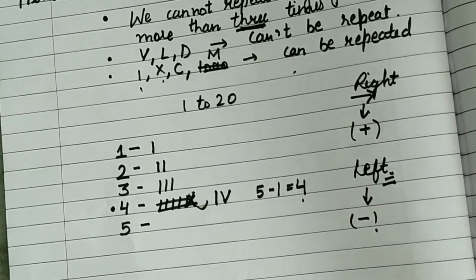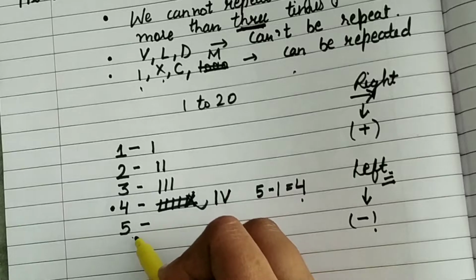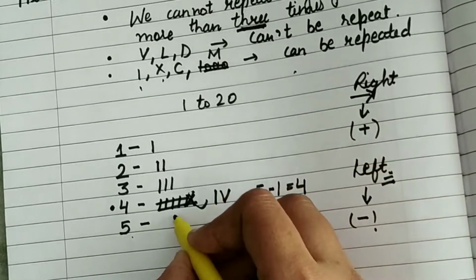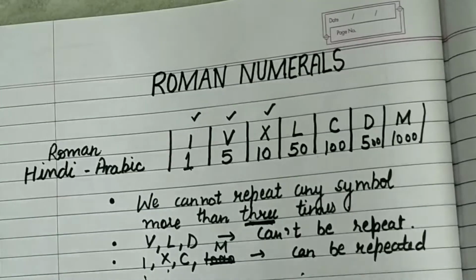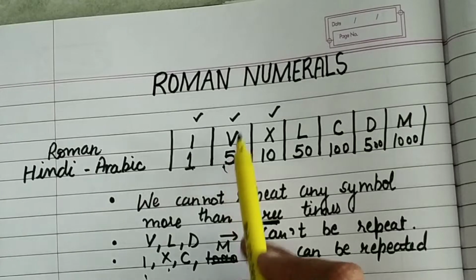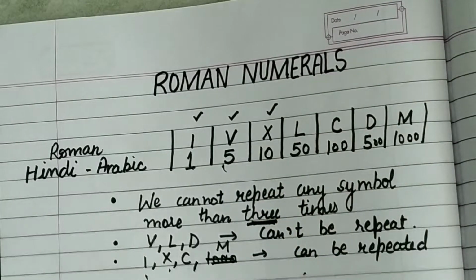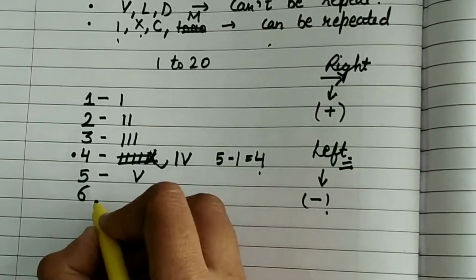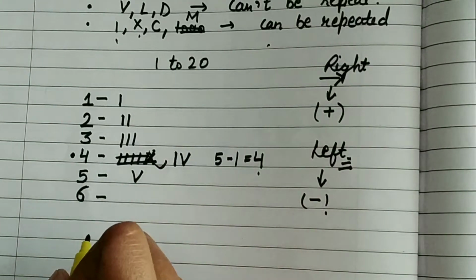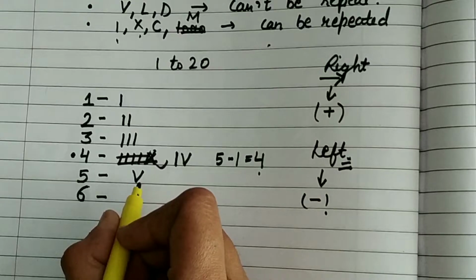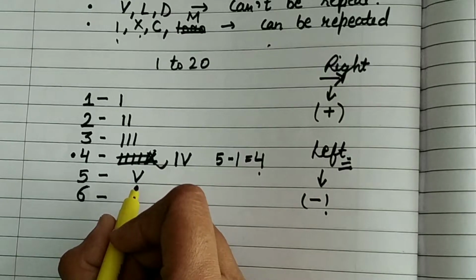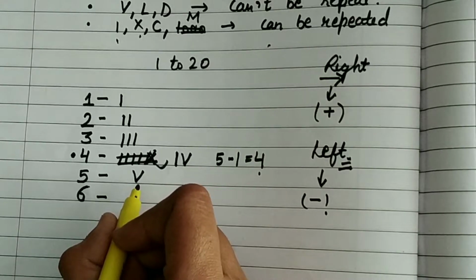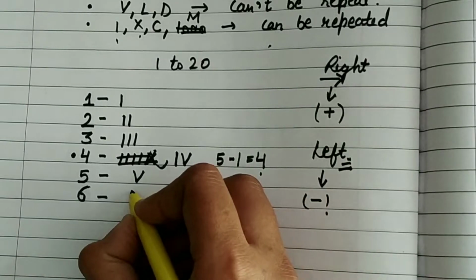Then how will I write 5? 5 I will write simply V. I have the symbol for 5, that is V. Then here it comes 6. I don't have any symbol for 6. I have the symbol for 5. But if I add 1 to 5, I can get 6.